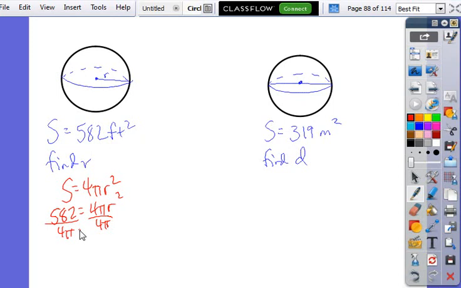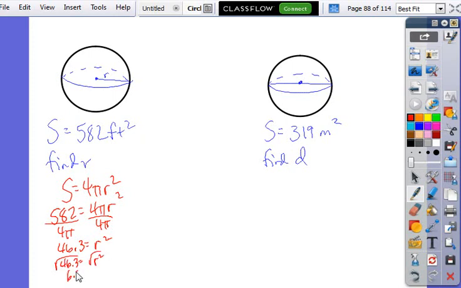46.3. But that isn't your answer. That is r squared. And here's something that gave some of us trouble the last time. r squared is not the answer. You have to square root it. If I get r squared, I've got to square root that right there. So r would equal 6.8.